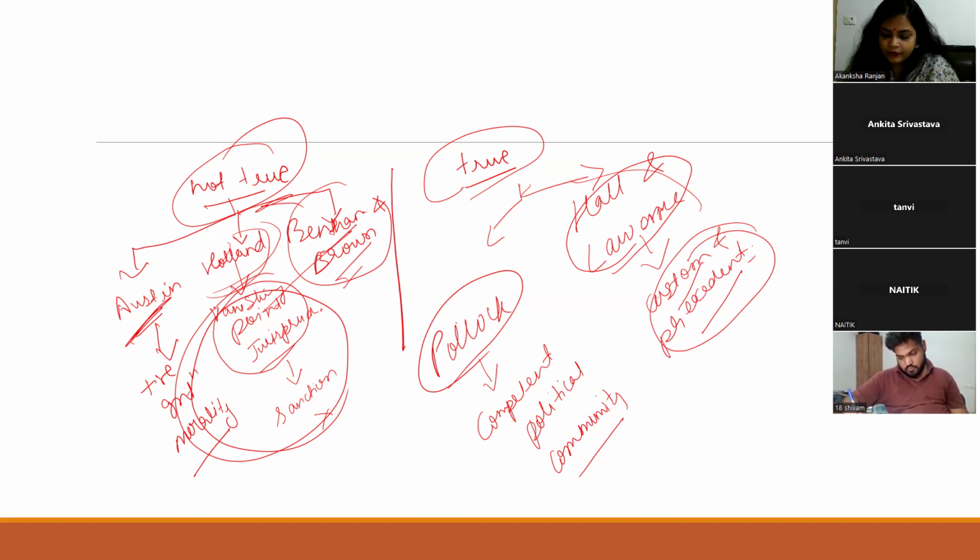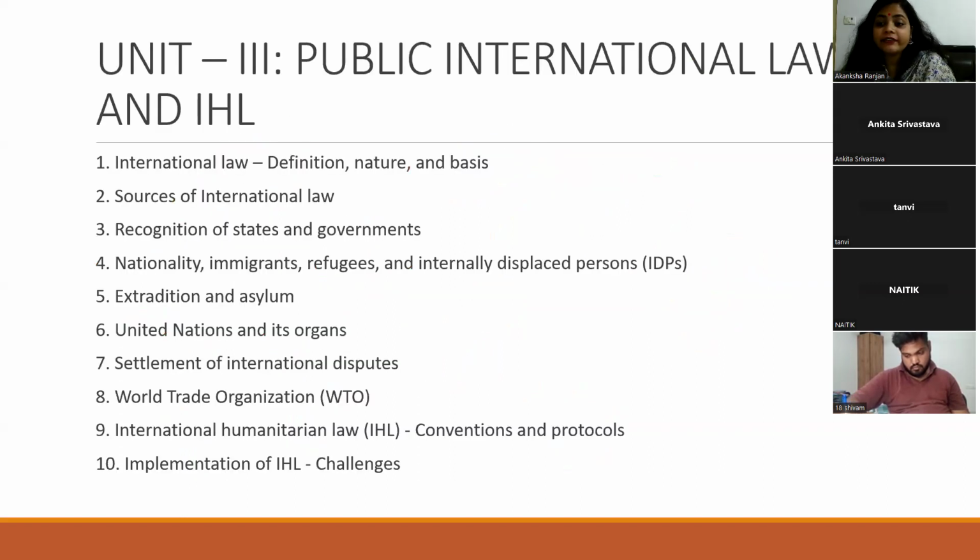Then there are different bases of international law. Some say it is a law of nature, some say it is positivism, some say the theory of consent is there, some say auto-limitation theory is there. So these are the theories which are again important for international law. In these theories, there are different thinkers who have said different things. Those are important for international law.